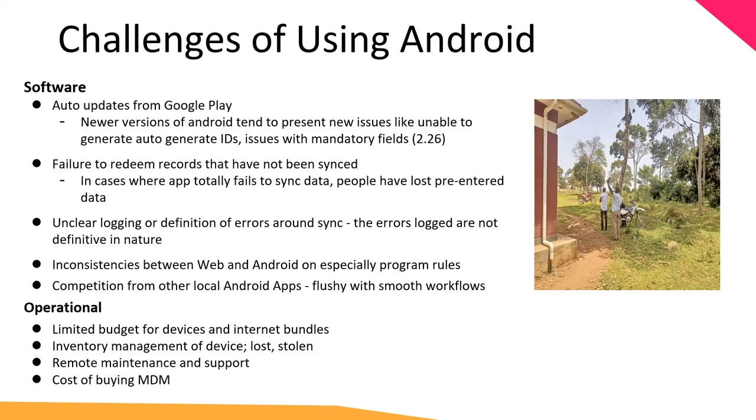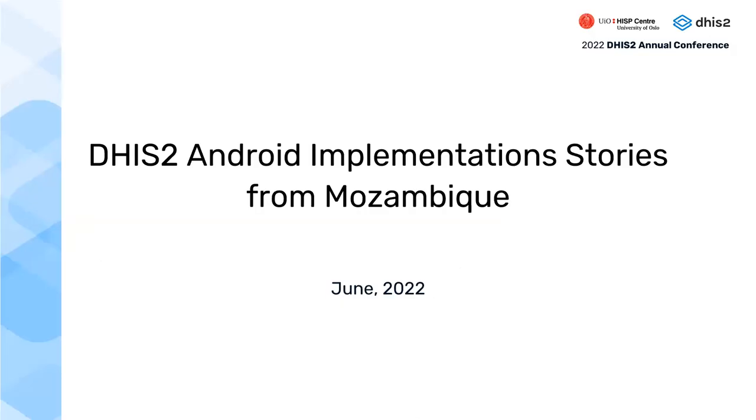And then the last, the operational part, is really that you have a limited budget for these devices. So you have to plan for it. The inventory management: when you give these devices out, sometimes you may not recover them, especially when you're working with people in the district and very remote areas, it may become someone's mobile phone or mobile device. So it becomes very difficult. Remote maintenance and support comes with the cost of the MDM. We are not able to run this for now. So that was the Uganda experience, and over to the next presenter.